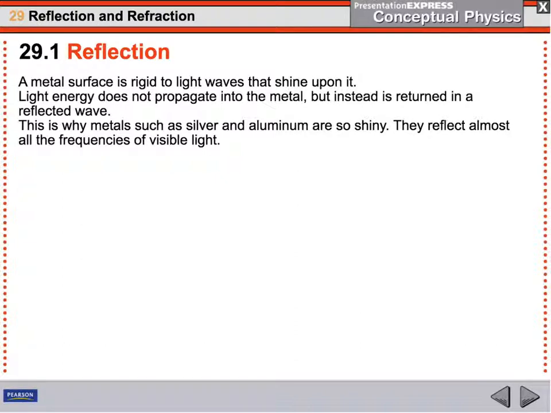A metal surface is rigid to the light waves that shine upon it. Light energy does not propagate into the metal, but instead is returned into a reflected wave. This is why metals such as silver and aluminum are so shiny. They reflect almost all the frequencies of visible light.